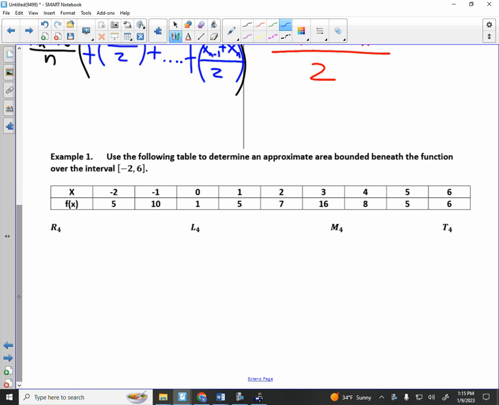Okay, let's try the basic example. It says use the following table to determine the approximate area bounded beneath the function over the interval -2 to 6. What do you think that this means right here? Right hand sum, 4 rectangles. 4 rectangles. Okay, talk to your peer. What's the width of each rectangle? Go.